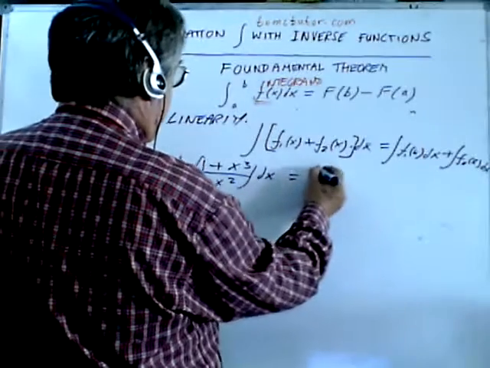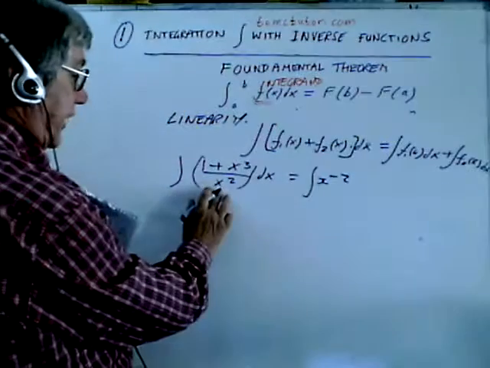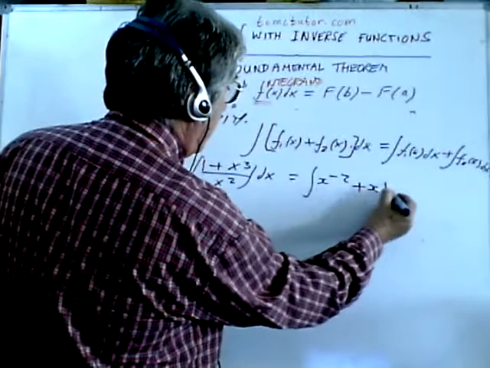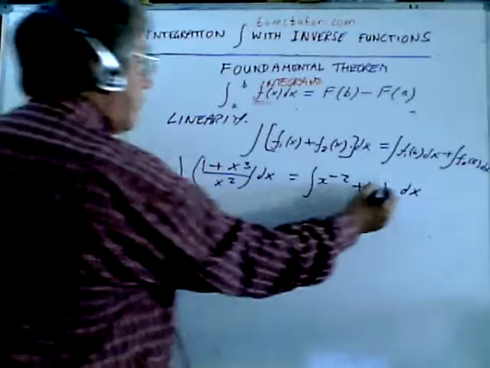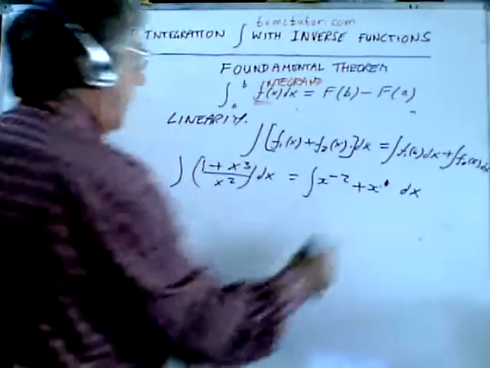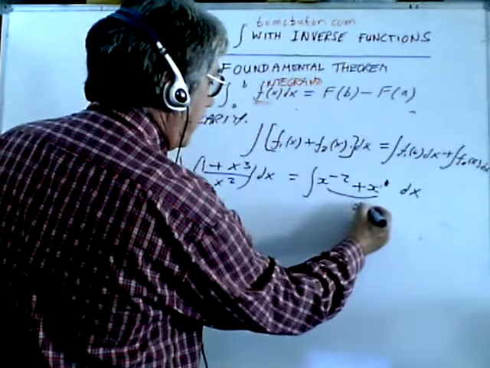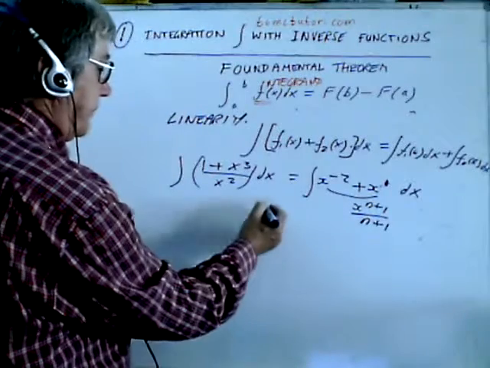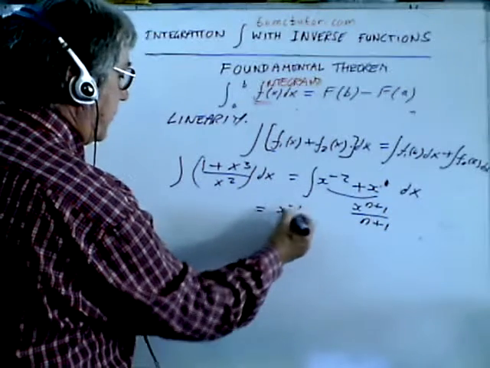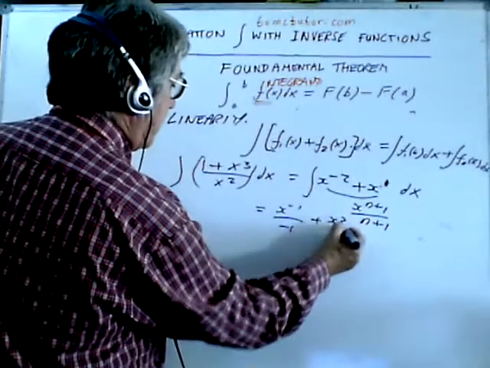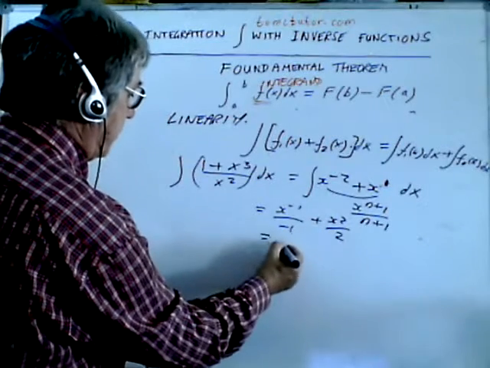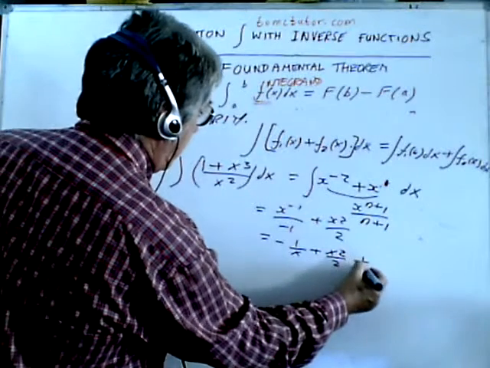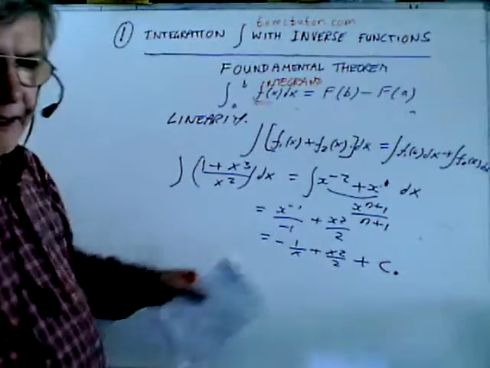So I'm going to do that here. It's the integral of x to the minus 2, because it's 1 over x squared, plus x cubed over x squared, so that's just plus x to the power 1, dx. Notice that I've written this in standard form, x to the n. So we integrate each one as x to the n plus 1 over n plus 1. That will give us x to the minus 1 over minus 1 plus x squared over 2. So the answer to the problem is minus 1 over x plus x squared over 2, plus, of course, the constant of integration.